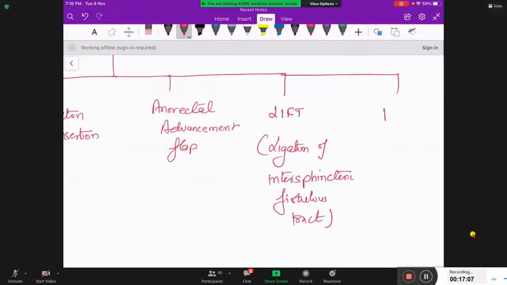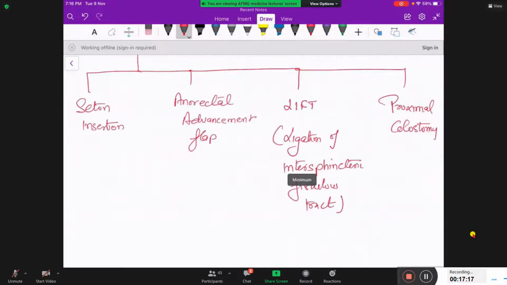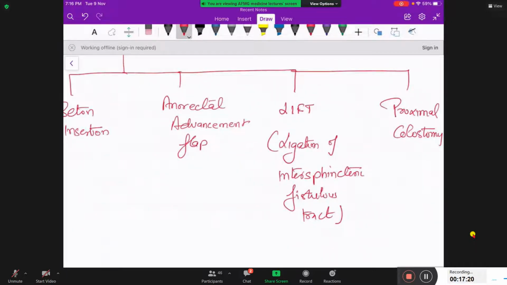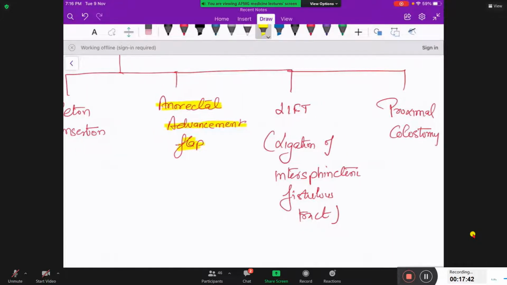We also have the option of proximal colostomy. So these are the various options we have in high type of fistula. We don't need to go into the detail of these. We just need to know the preferred procedure is anorectal advancement flap surgery.